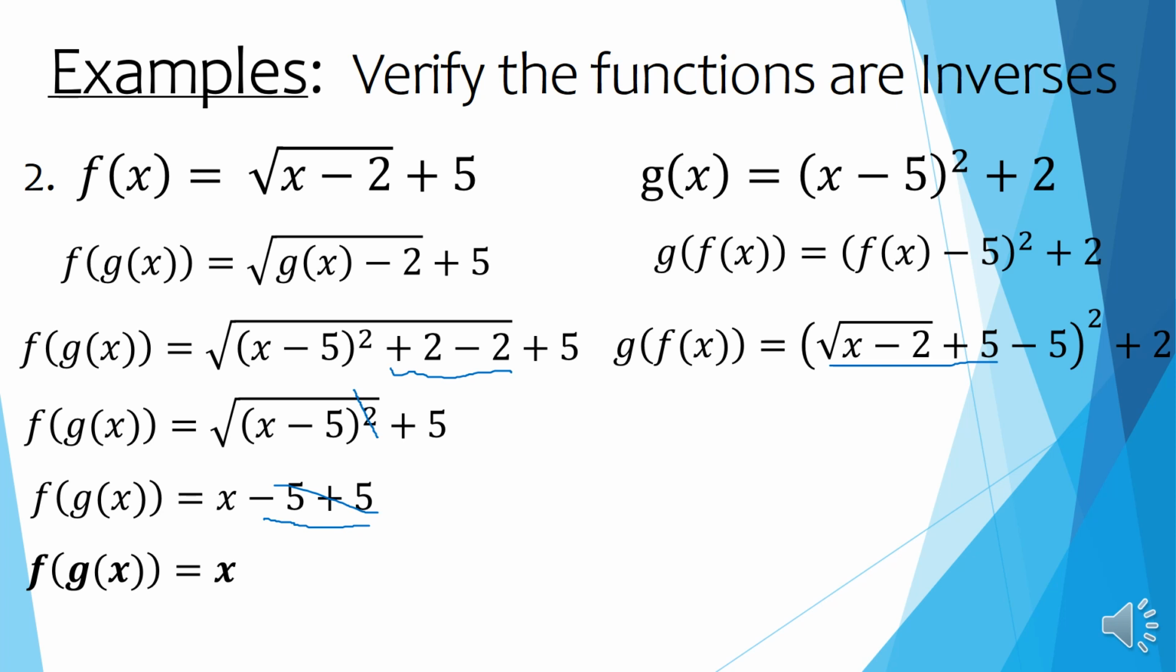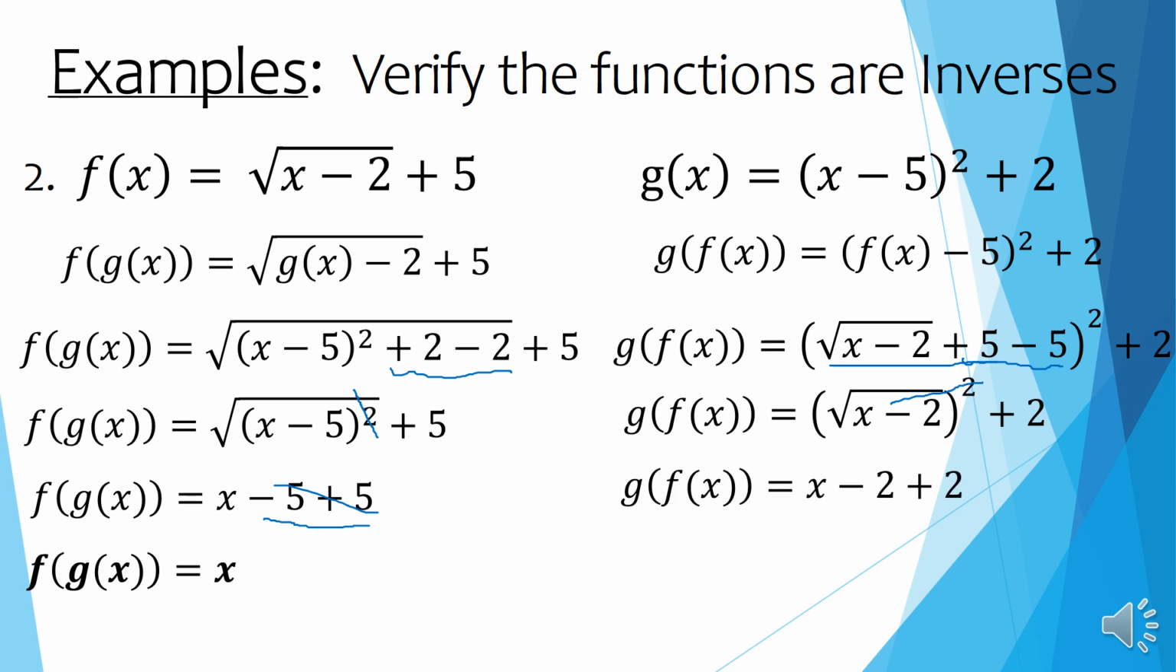Okay, like we did in the last one, clean up the stuff that we can. So plus 5 minus 5, these little guys right here, those undo each other, leaving us with the quantity squared of the square root of x minus 2 plus 2. Again, we saw that the square root and the second power undo each other. So g of f of x is now x minus 2 plus 2, which simplifies to give us x.